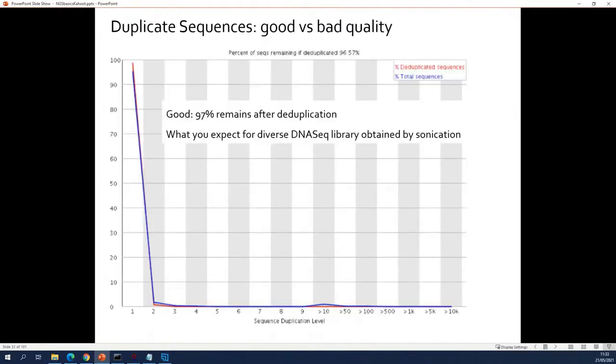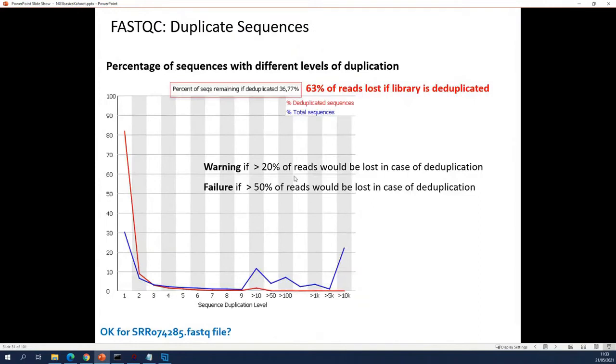What is a good plot? What is a plot where he's happy? Something like this. Here almost all the reads are unique. And you always have a bit of duplication. You can't avoid it, but this is really good. If you have a DNA-seq library, genomic DNA cut into pieces by sonication, this is what you expect. So if you have a library like this, you do not want to see this, you want to see this. If you do see this, you have an issue. And you have to ask your sequence provider what was wrong here.